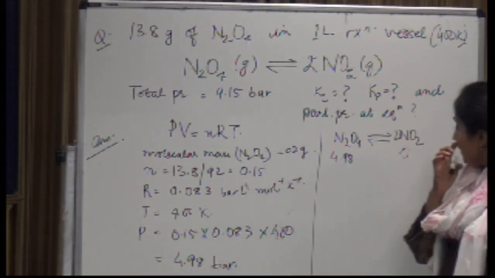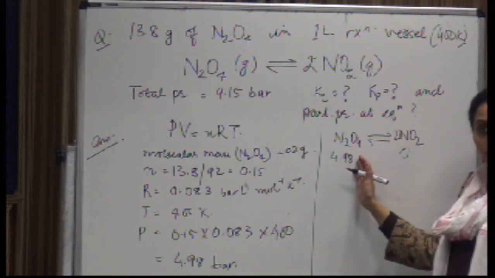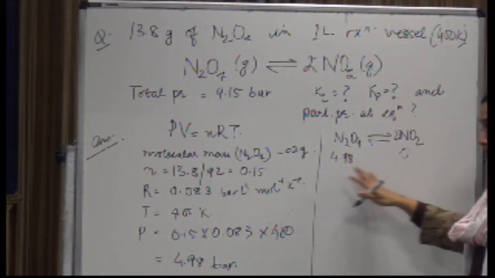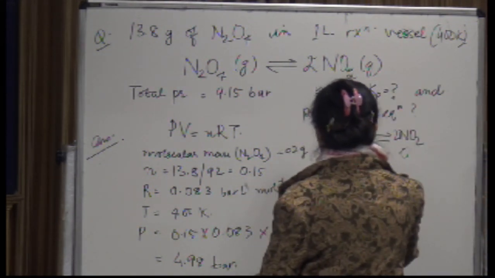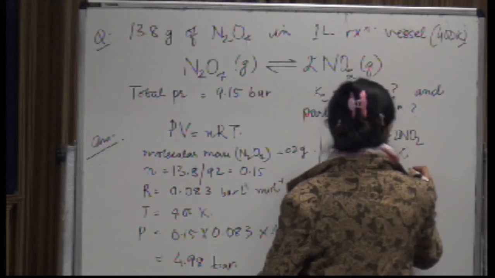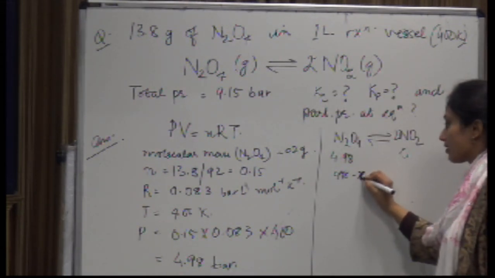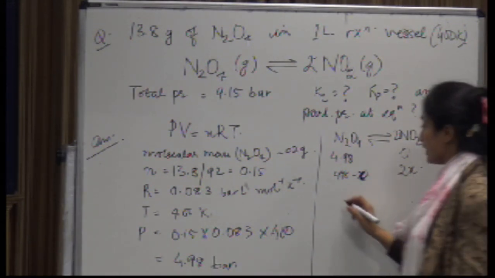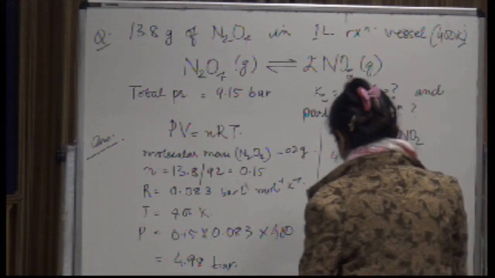Clear till here? Now you have to follow the normal methodology that you know. Once you've calculated the initial pressure, 4.98 is the initial pressure for N2O4. For NO2 it will be 0, and at equilibrium you get 4.98 minus x, and this will be 2x. So you can easily write down the expression for Kp then.